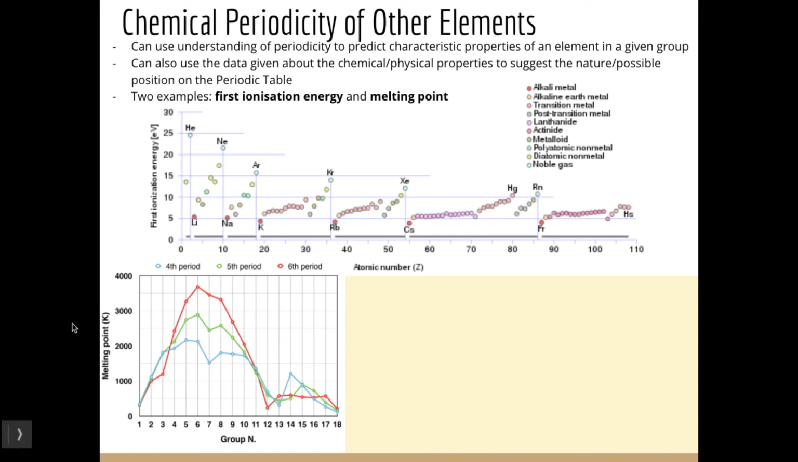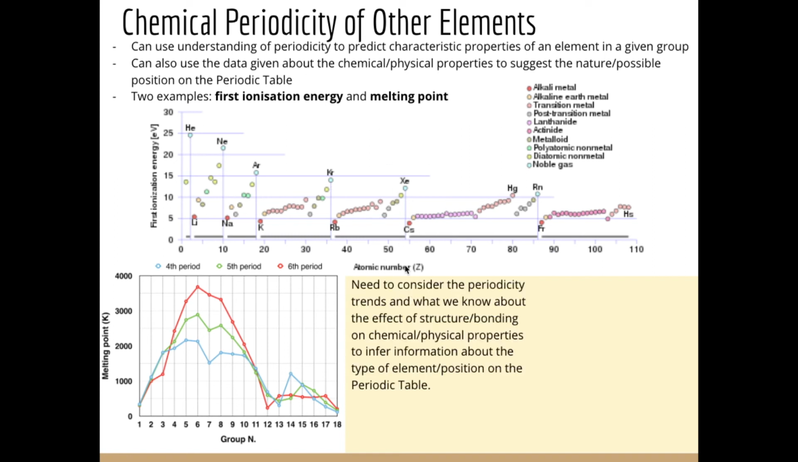Here's another one. If we consider the melting point, you can see that we have the 4th period as the blue, 5th period as the green, 6th period as the red, and we can see this periodicity follows for the periodic table. Now, why is this so useful?